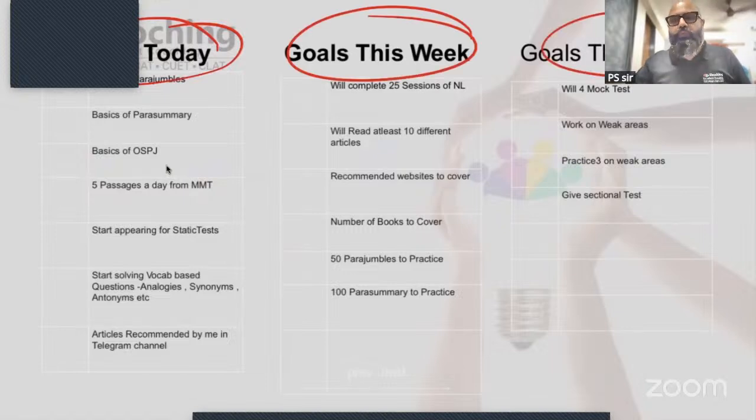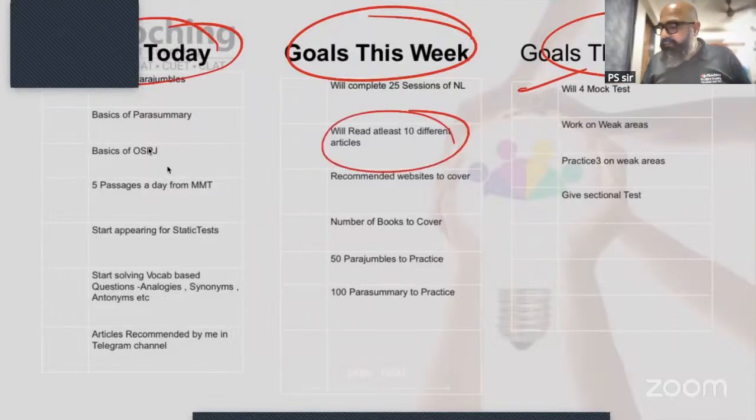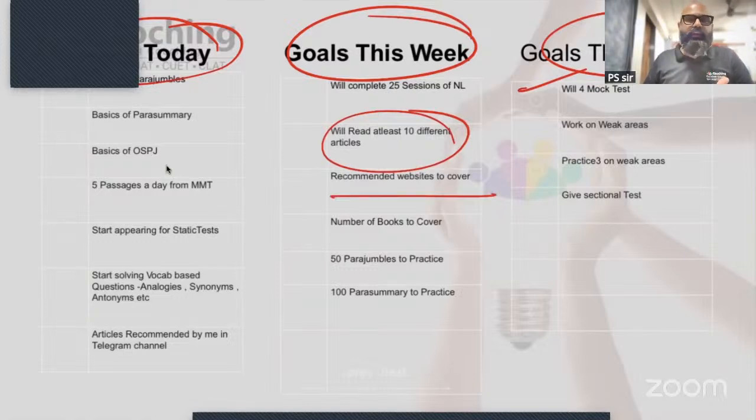Let's say 4 mock tests. I'll work on, let's say, practicing something on weak areas. What are my weak areas? I will read, let's say, 10 different articles this week. The recommended websites that I have mentioned, I will cover those. So start quantifying these goals.